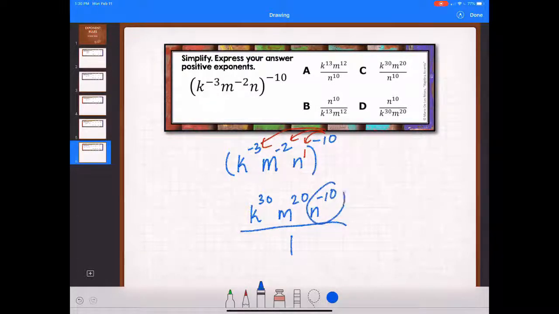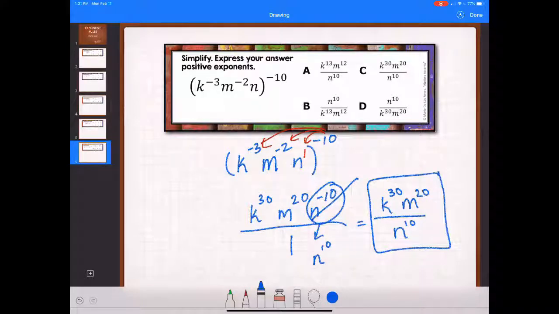Because of this negative exponent, we make the fraction, and then we're going to switch it to the other side. So now we have n to the positive 10 down here, which simplifies out to k to the 30th, m to the 20th, and n to the 10th power. So the correct answer is C.